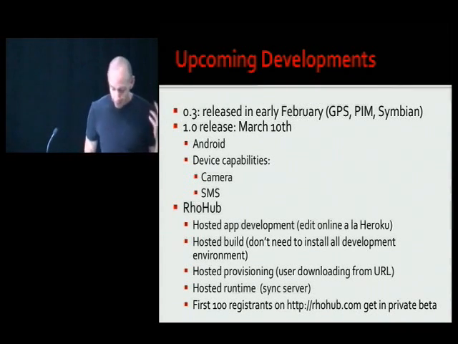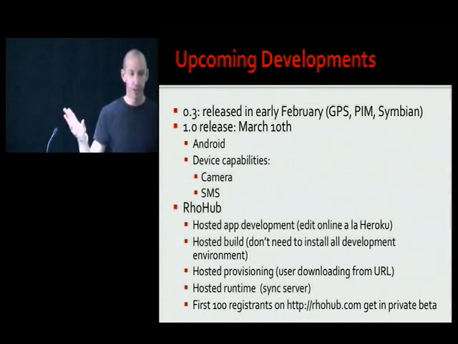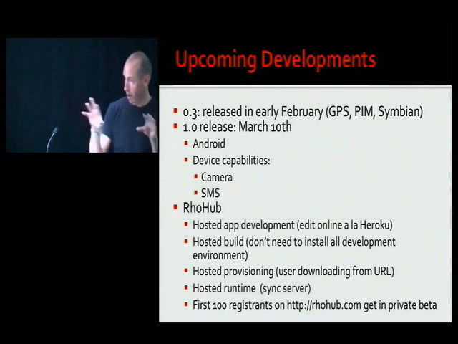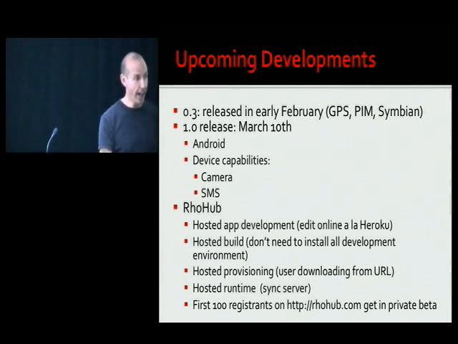So what RhoHub does, it says you don't have to install anything. You don't have to install SDKs. You don't have to install a sync server. You don't have to install a provisioning server. You just get online. You generate your app. We generate both sides for you, the sync server stuff and the client-side stuff, and for each object, you only describe the attributes for that object one time, so it does both client and server, and you edit it online. You generate the HTML, you edit the HTML online, and then you just say build.